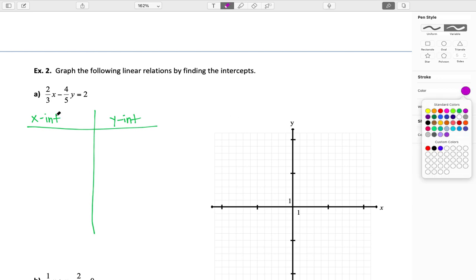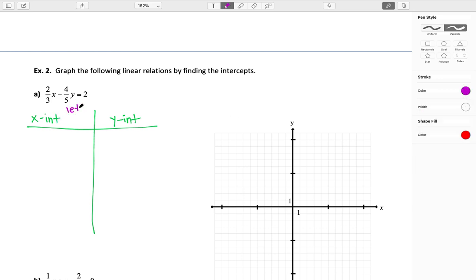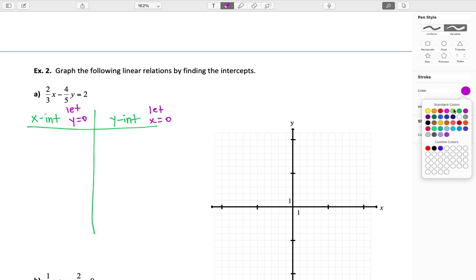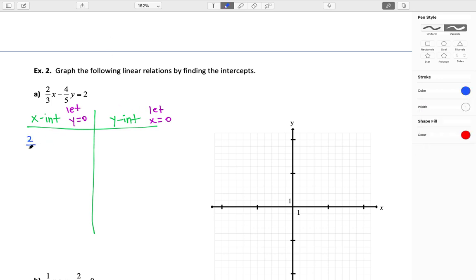When we're looking for the x-intercept, we let y equal 0. For the y-intercept, let x equal 0. Let's plug it in. So for 2 over 3x minus 4 over 5y, instead of writing y, 0 equals 2 over 3x minus 4 over 5 times 0. Obviously, this will become 0. Anything times 0 is 0. So 2 over 3x equals 2.